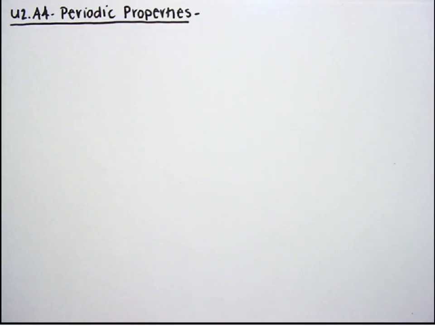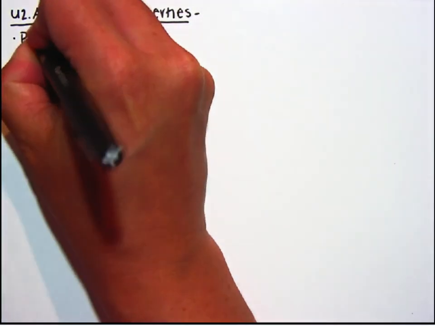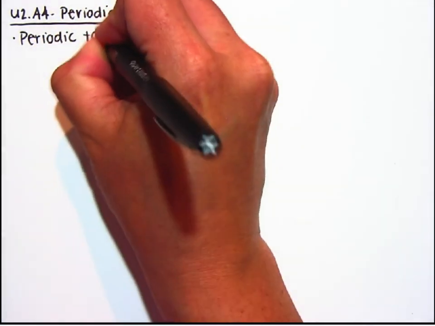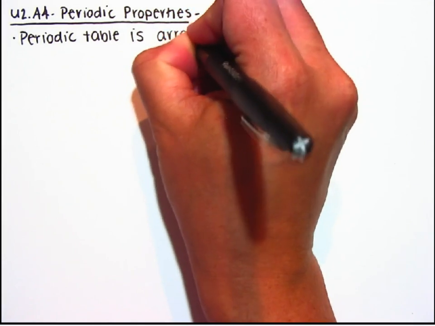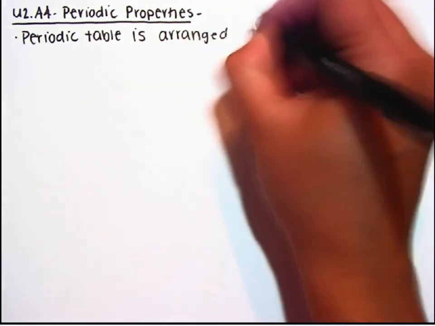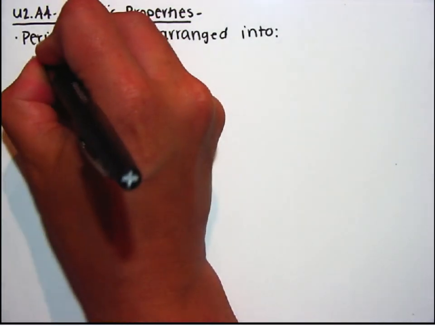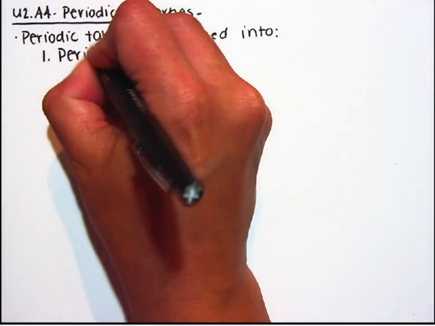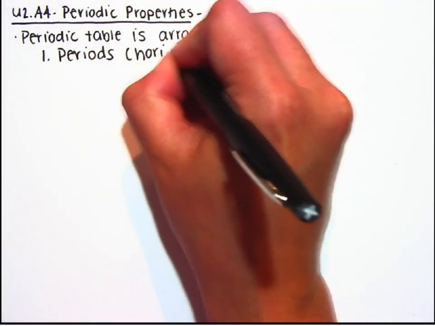This lesson is going to go through the periodic properties. So first I want to talk a little bit more about how the periodic table is arranged. The periodic table is arranged into periods and groups. Periods are the rows.